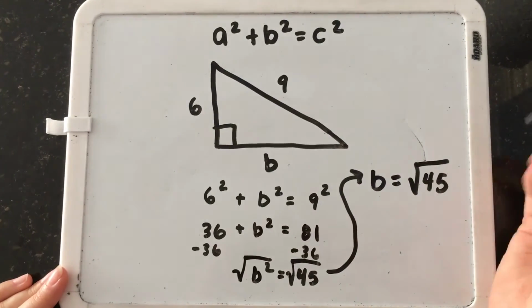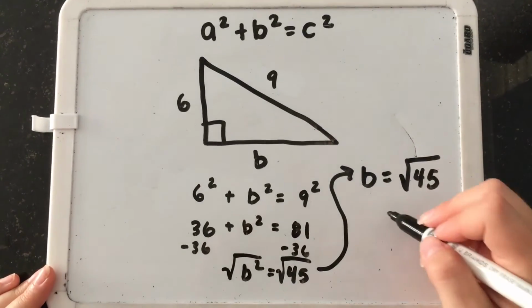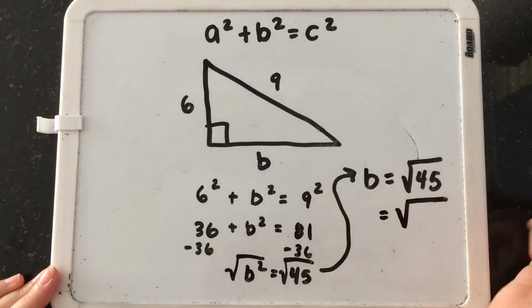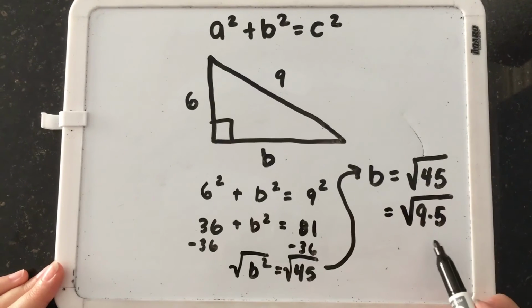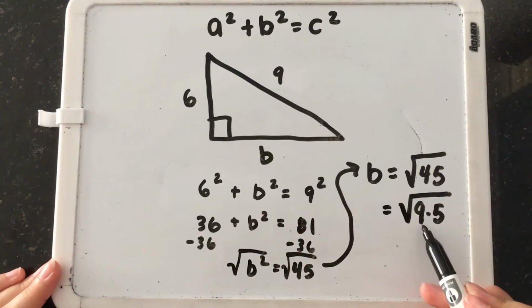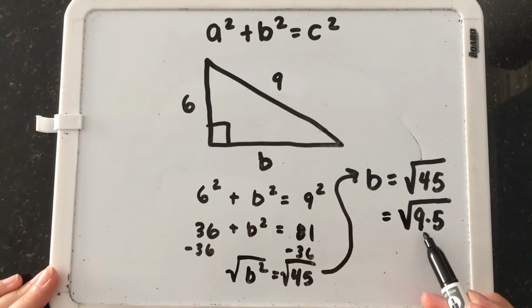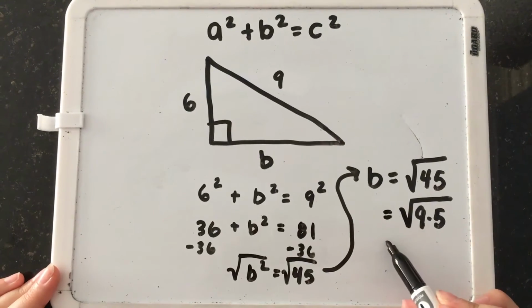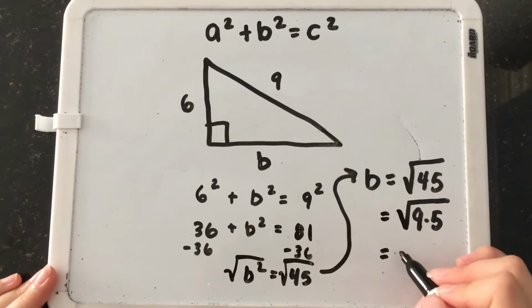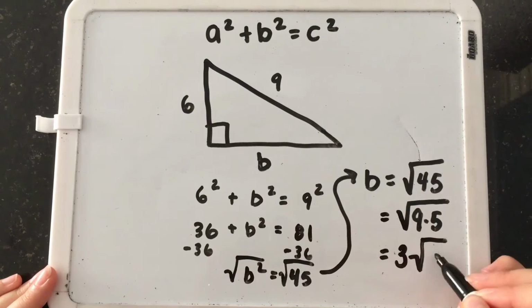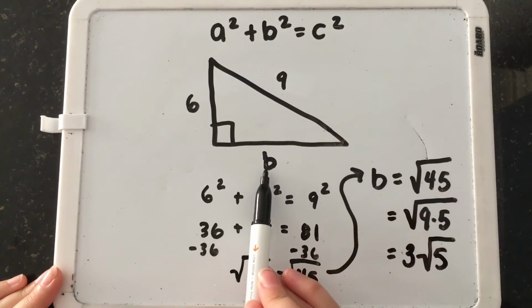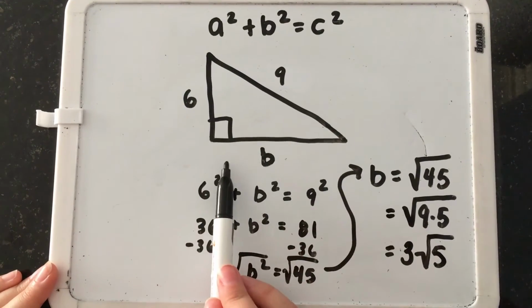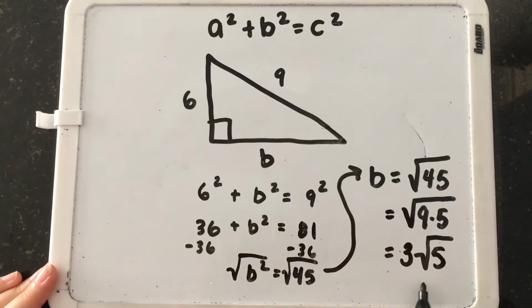can reduce a bit. Let's split up the 45 into factors 9 and 5. 9 is a perfect square. We could take the square root of 9, and that becomes 3, which moves to the outside of the square root. 3 radical 5. So we have solved for our b term in our triangle, and it equals 3 square root 5.